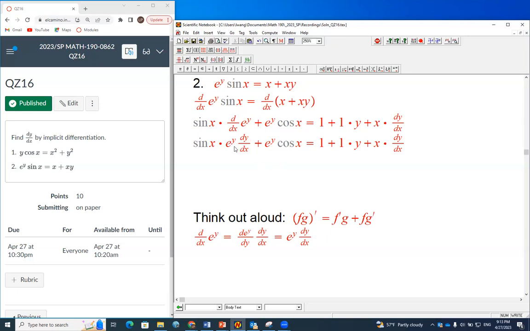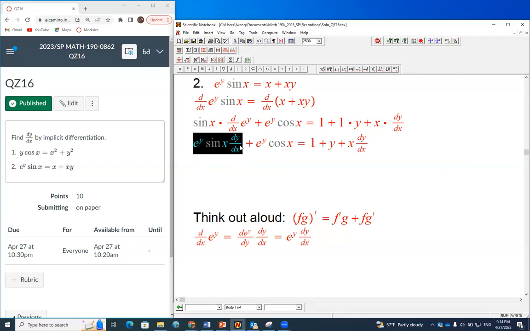Okay. To be clearer, of course, here 1 times y is y. To be clearer, because you have a sine x times e to the power y, this could cause some confusion. So now you can put e to the power y in the front. So this will be very, very clear. And of course, you can remove the dot here. And now we have two dy dx terms. So we're going to move them together. And any term that does not have dy dx, we're going to move to the other side.